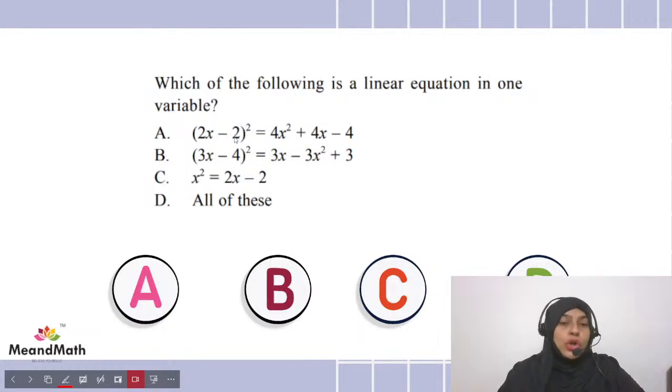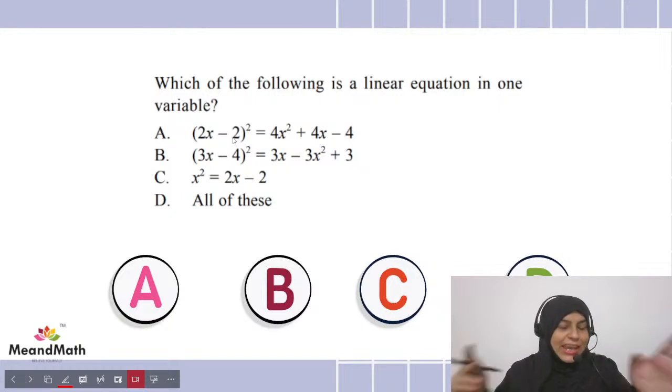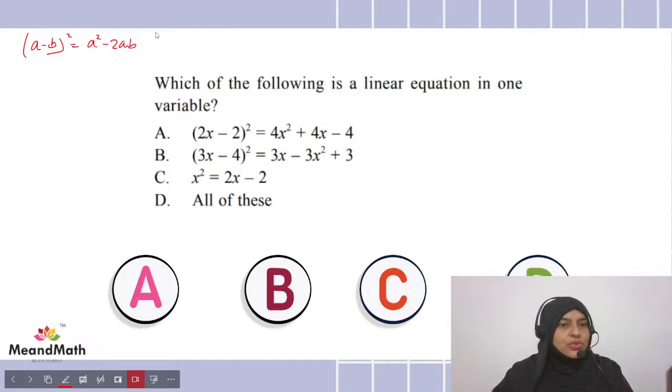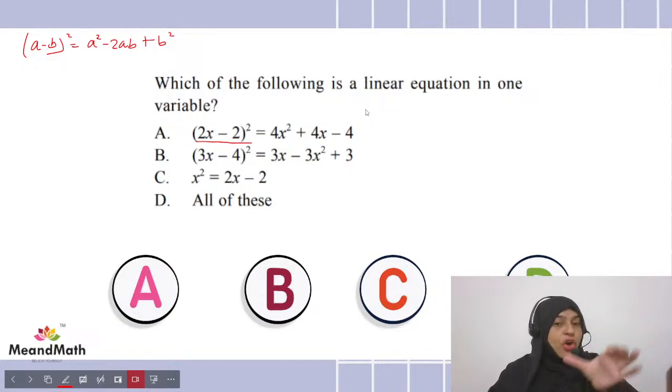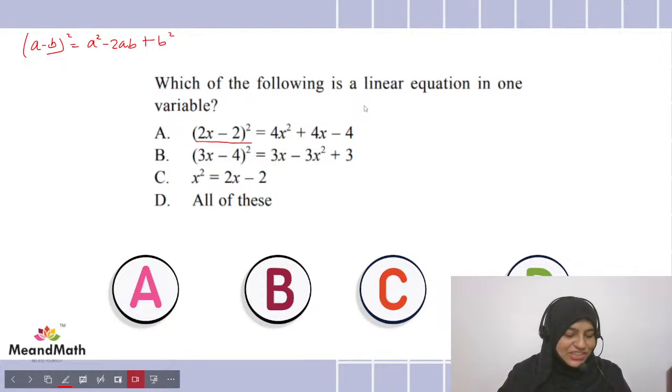2x minus 2 to the whole square. Who will tell me the formula of whole square? (a minus b) to the whole square. We know that (a minus b) whole square is equal to a square minus 2ab plus b square. Correct? Now here on the left hand side we need to apply the same formula. So let's apply it while opening this bracket. Try to solve it with me and give your answer in your chat box whether it is a linear equation or not. I am waiting for your answers, all of you.